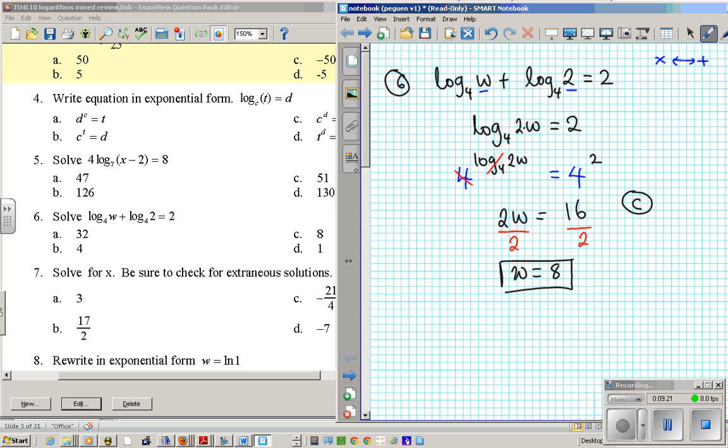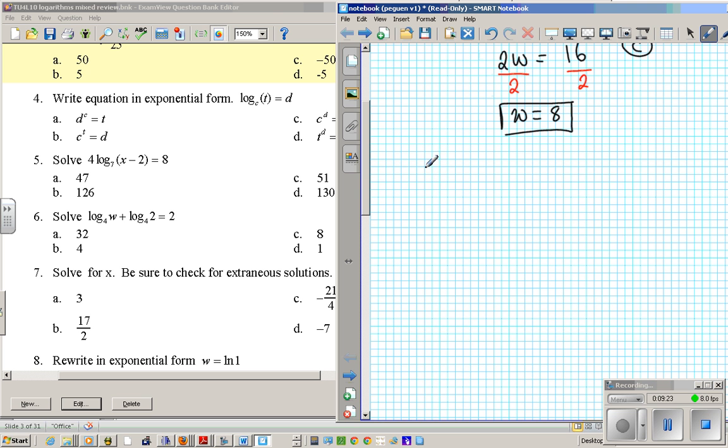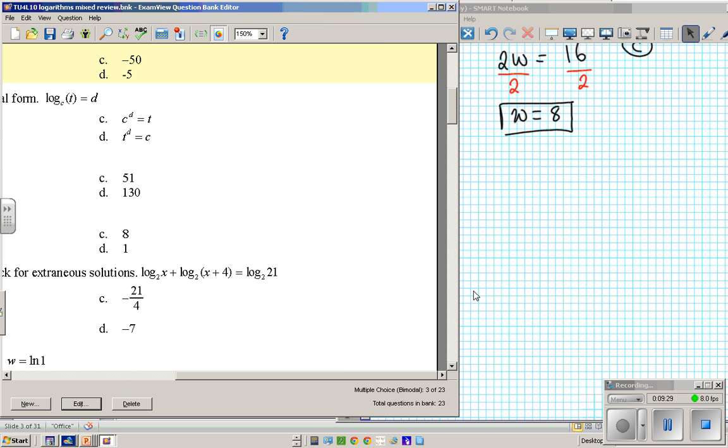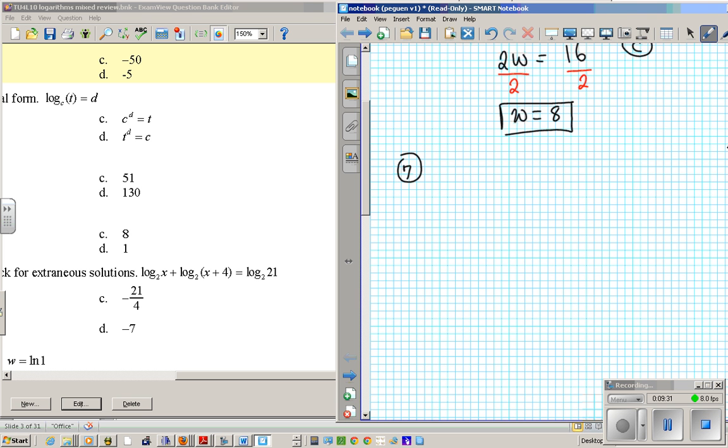Alright, moving along to number 7. Number 7 is a little bit long. It says we need to solve this equation right here. Log base 2 of x plus log base 2 of x plus 4 equals log base 2 of 21. So let's condense these two first. To condense these two, remember when you're adding logs, what do you do with the values? What do you do with this and this?